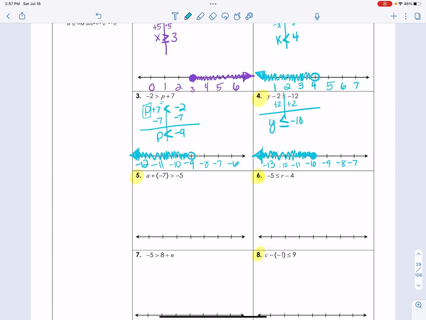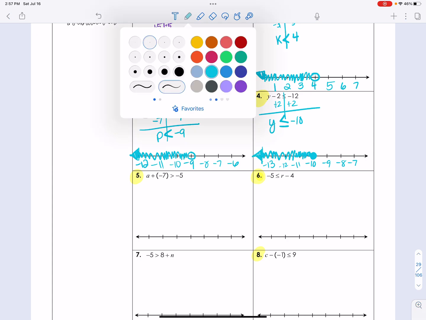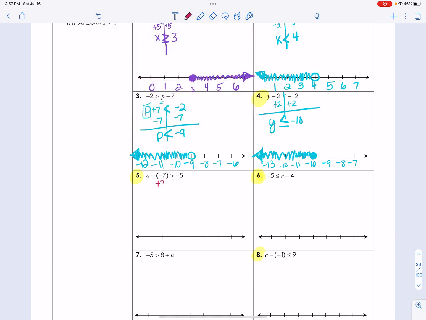Okay. All right, on this, it's a negative 7, so I'm going to go ahead and add 7 to both sides, right? I'm solving for A, so I'm going to add that 7 to both sides, and I would have A is greater than 7 plus a negative 5, so I'm taking 5 away from 7, and I get 2. So I have 2, 3, 4, 5, 1, 0, negative 1, and I have an open circle, and it's going greater than.